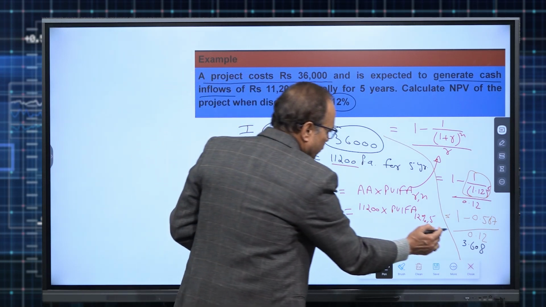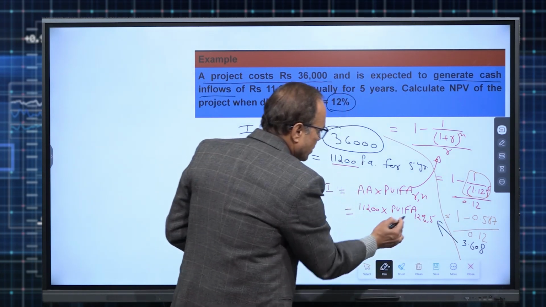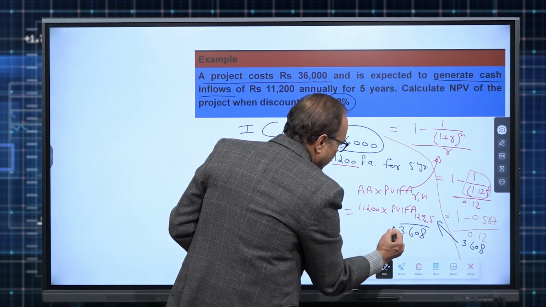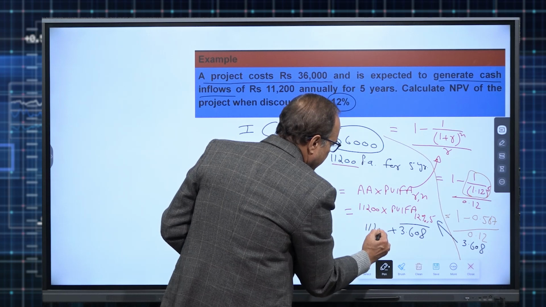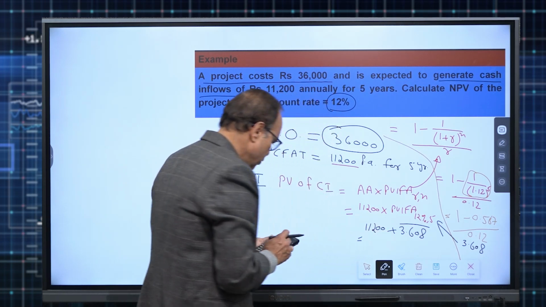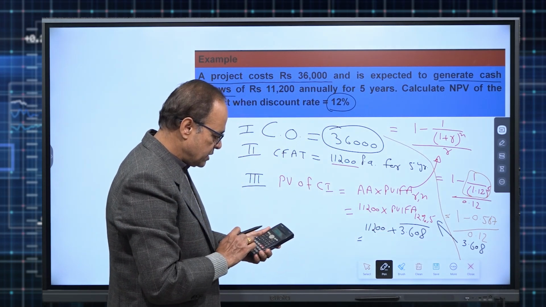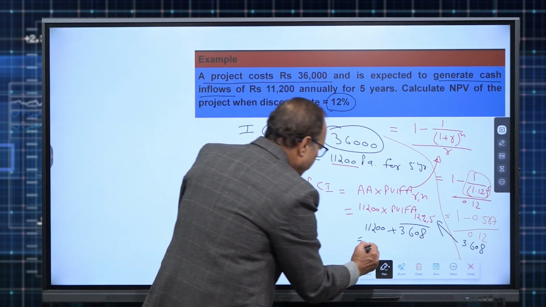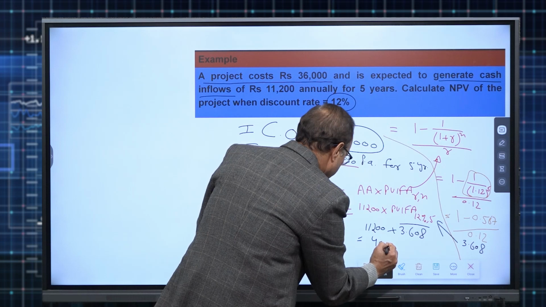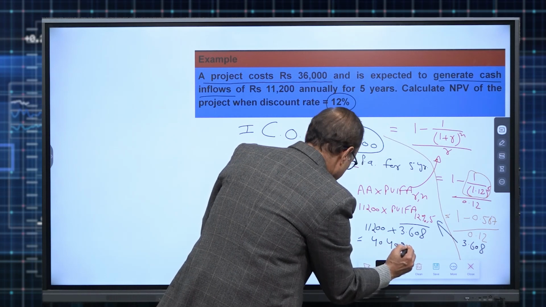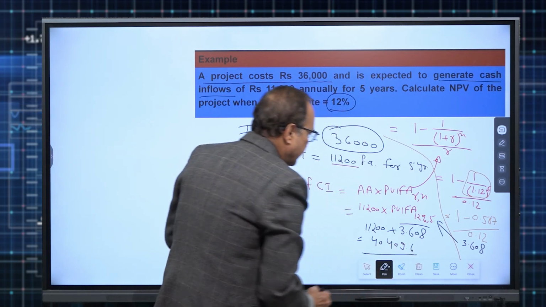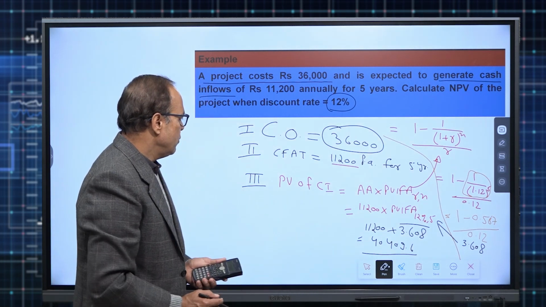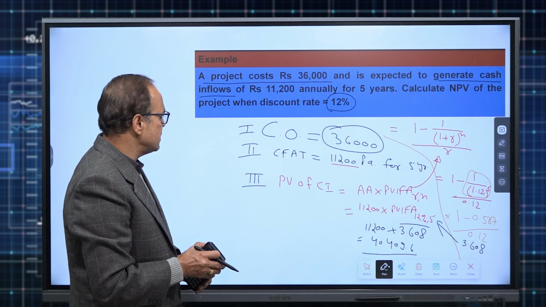However, now we are getting 11,200. So this factor is 3.608. And how much we are getting every year? 11,200. So if you multiply 3.608 with 11,200, you get 40,409.6. So that is present value of cash inflows. Now we can go to the last step. So you can see the steps.